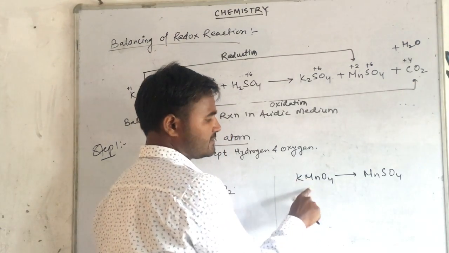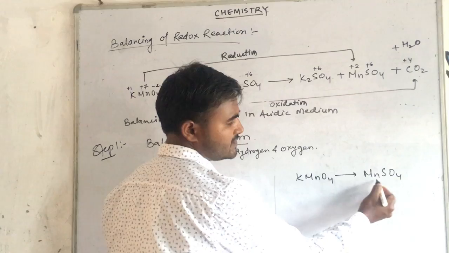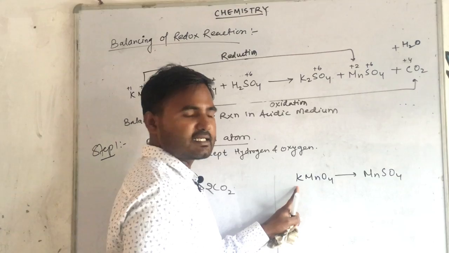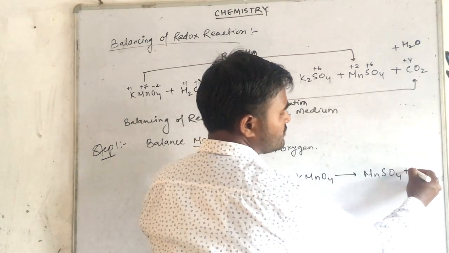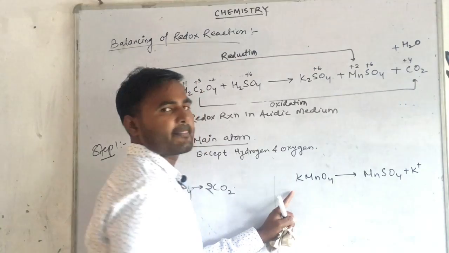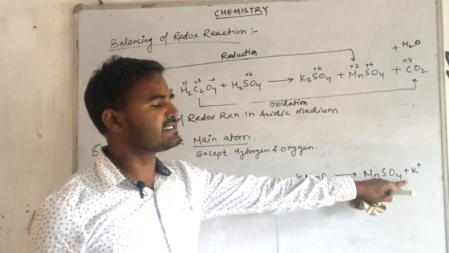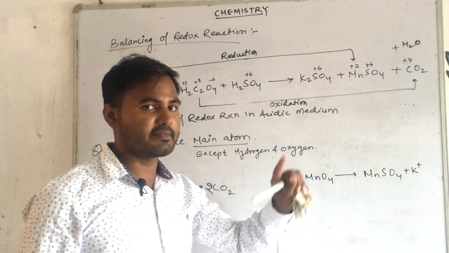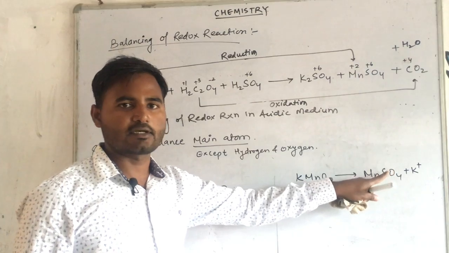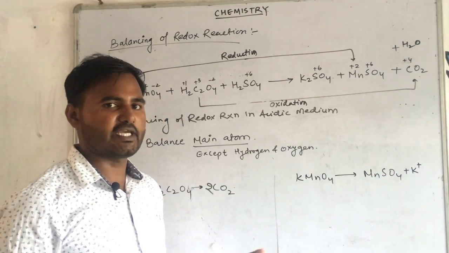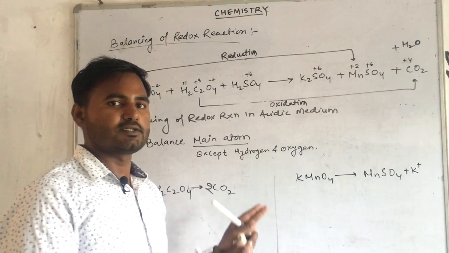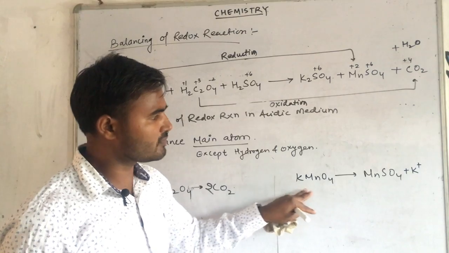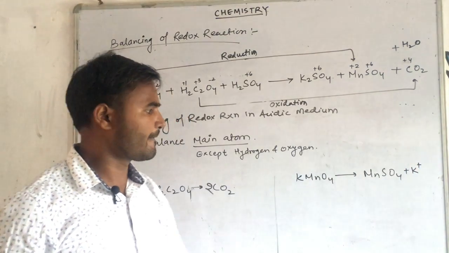So if we can see that manganese is already balanced, but potassium is present in reactant but not in product. So we have to balance potassium by adding its ion, not K. क्लियर? आपको एटम नहीं ऐड करना है, आपको उसका आयन ऐड करना है, बिकॉज वो आयनिक फॉर्म में प्रेजेंट है. K2SO4 टूटेगा तो भी K प्लस देगा, KMnO4 टूटेगा तो भी K प्लस देगा. सो यू हैव टू राइट K प्लस नॉट K.